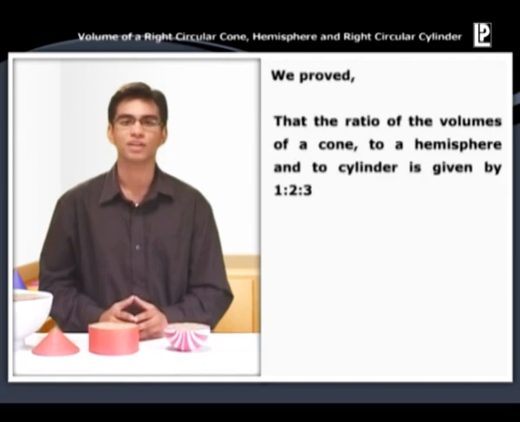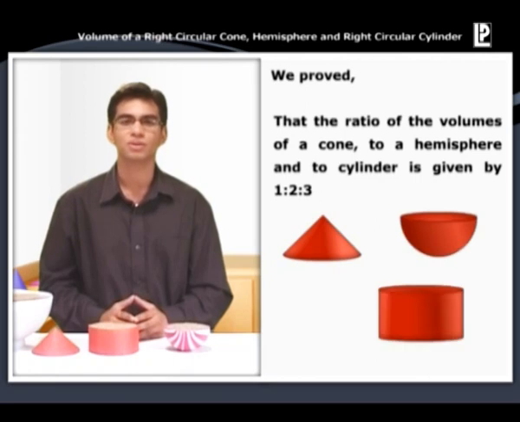This brings us to the end of the activity. We've proved that the ratio of the volumes of a cone to a hemisphere and to a cylinder is given by 1:2:3.